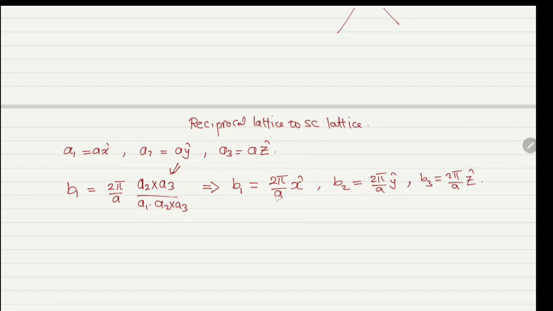And by comparing here, you will find A1, A2, A3 are defined in terms of x hat, y hat, and z hat with some factor, and B1, B2, B3 are likewise defined along x hat, y hat, z hat. So the reciprocal lattice of the simple cubic lattice is actually another simple cubic lattice, with a small difference in the lattice constant. In real space, it's a. Now, in reciprocal space, it's 2 pi over a.